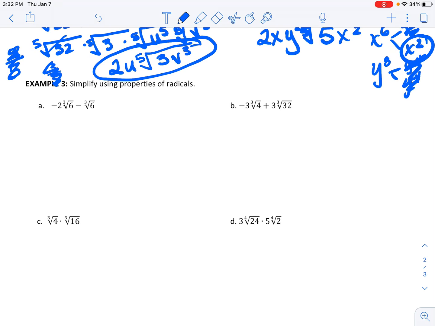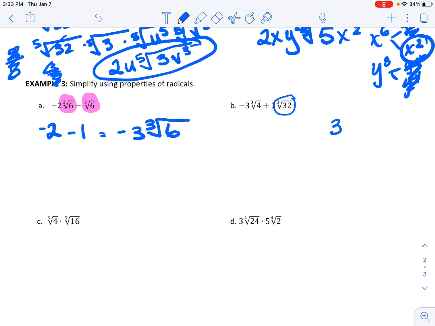Okay, properties of radicals. So the base stays the same, and then I add or subtract the exponents. So the base here is the cube root of 6. So basically I have a -1 minus 1. Sorry, -2 minus 1, which gives me a -3, and then drop on our cube root of 6. Is our base the same? No. So we need to make this base the same.